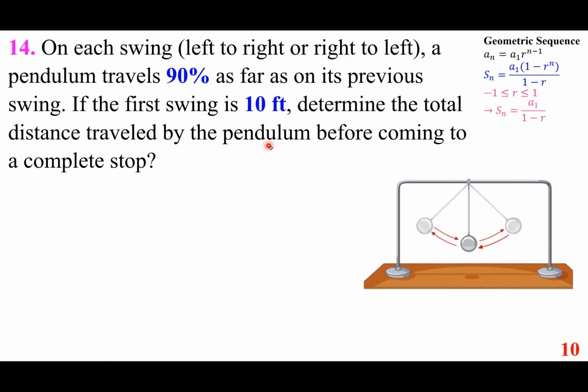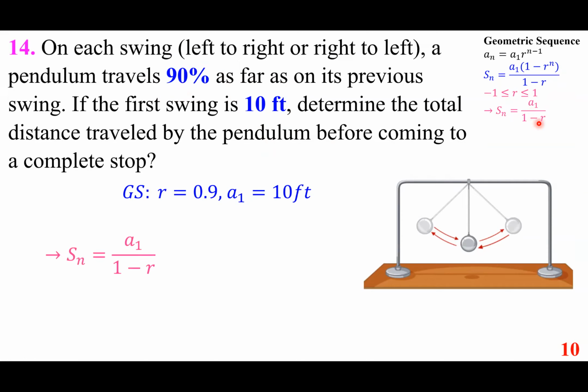And so this is a geometric sequence with the first term, A sub 1 or A, being 10 feet, and R being 0.9. And that's really the key. 90% is referring that it's being multiplied by it, and that gives you the fact that it's a geometric sequence with R being 0.9. And because R is between -1 and 1, we are going to use this formula.